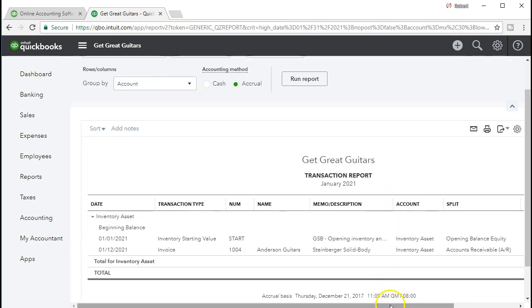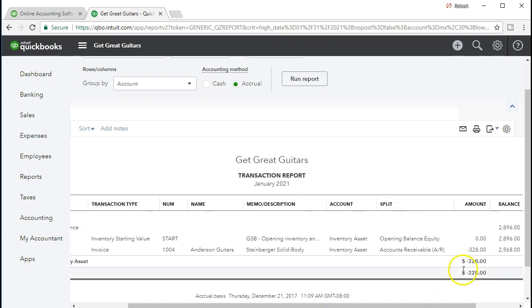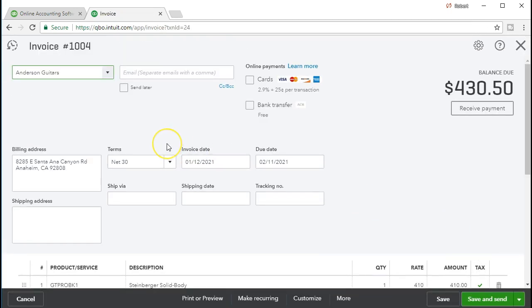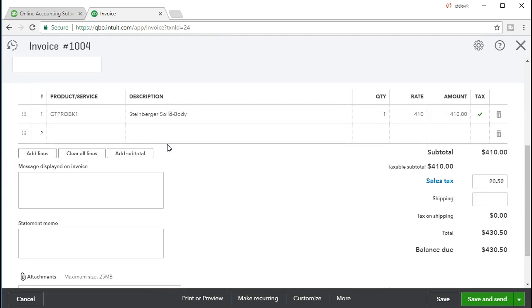And we see that inventory is here. It went down by 328. I don't remember that number at all. And when I click on that number and go to this invoice, I don't see that number here at all. And it's not going to be here because it's on the items. When we created the items, that's when we set up the cost.